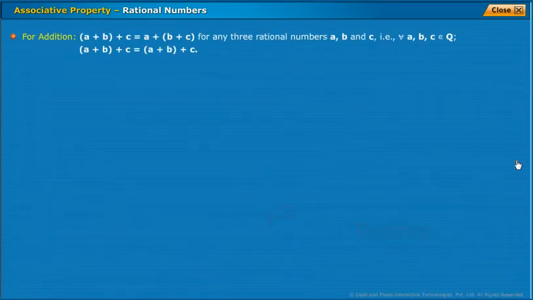For addition, a plus (b plus c) is equal to (a plus b) plus c for any three rational numbers a, b and c. That is, for all a, b, c belongs to Q, a plus (b plus c) is equal to (a plus b) plus c.